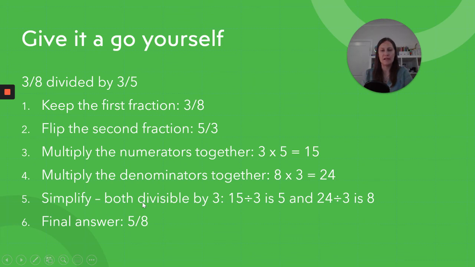So to come back down here, I'm going to simplify. So instead of 15/24, I'm going to divide my 15 by 3, which will give me 5, and my 24 by 3, which will be 8, to give me a final answer of 5/8. I can't go any lower than that. 5 is a prime number, and 8 isn't divisible by 5.